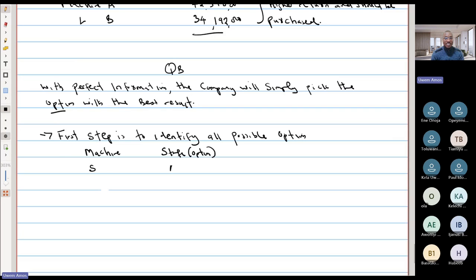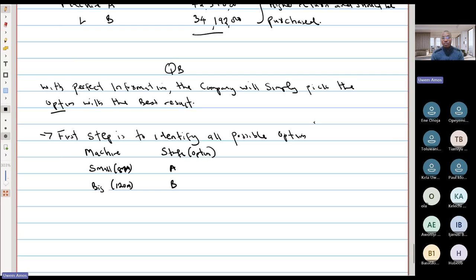So we have the small machine that is 80 million, which I referred to as machine A in my calculation before. And then we have the big machine, which is 120 million. Good. We have state A and state B.